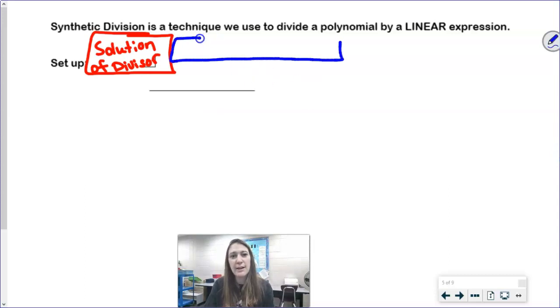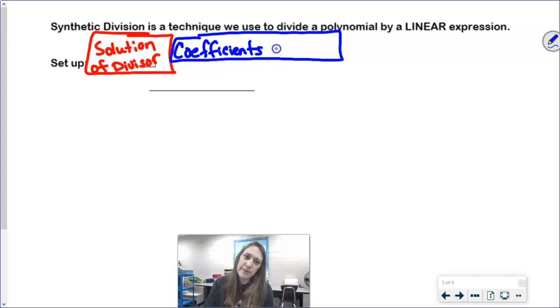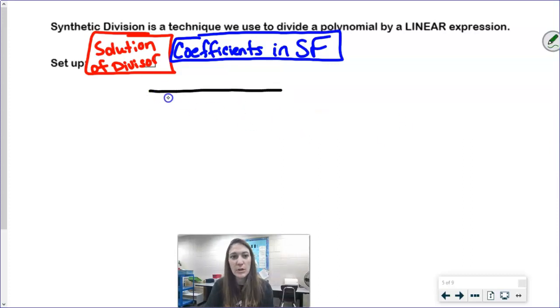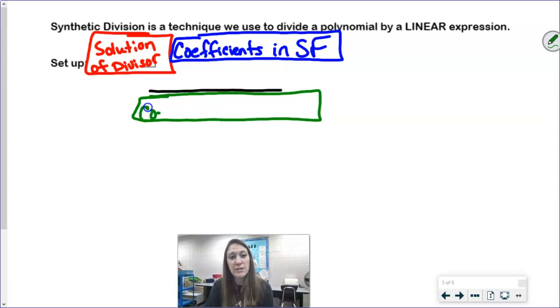Then, along the side of the half box here are the coefficients. I can't fit this in. The coefficients, I'm going to say in SF, which means standard form. Again, that'll make more sense in a minute. And then underneath this line here, we are going to do some work, and we're going to come up with the coefficients of the answer.